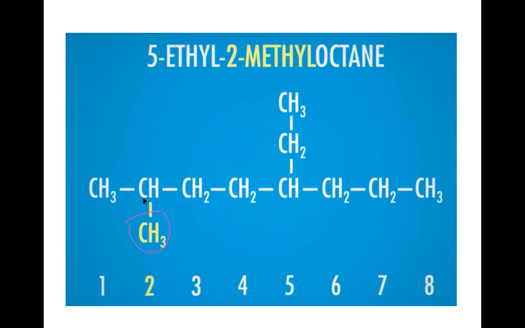So 2-methyl, 5-ethyl. But we write it as 5-ethyl 2-methyl because we want to alphabetize it, and ethyl, E, comes before methyl, M. So 5-ethyl 2-methyl, and then the longest chain, octane.